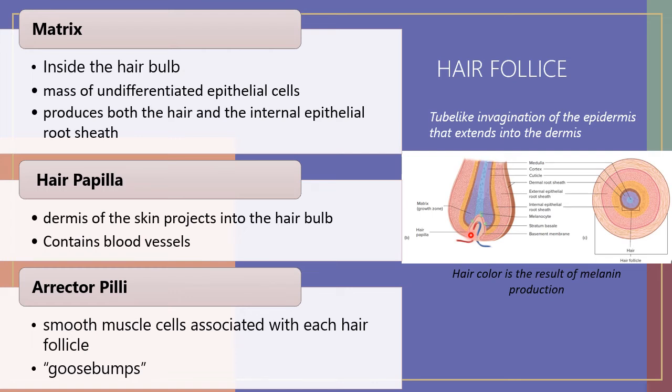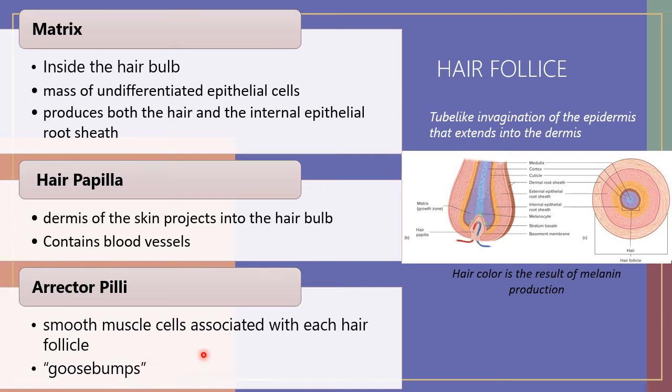Your arrector pili are smooth muscles associated with each hair follicle. When the arrector pili muscles contract, they pull the follicle into a more perpendicular position, so your hair straightens up. It stands on end. This is what you see when you have goose bumps. It will straighten your hair.